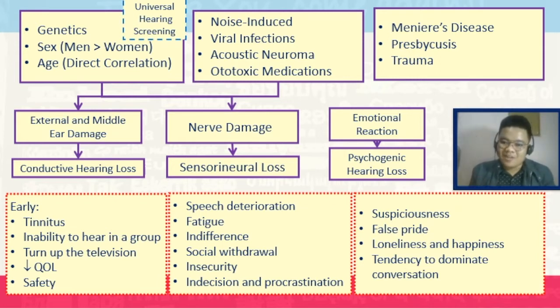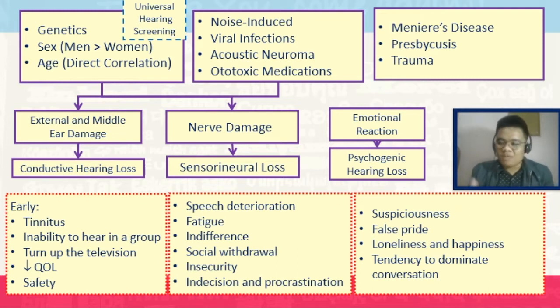Presbycusis, the age-related hearing loss, and then you also have your trauma. By the way, for your presbycusis, you need to know that the factors associated with it are as follows: one, family history, then exposure to loud noise, and then smoking. Smoking has a very strong predisposition towards hearing loss.